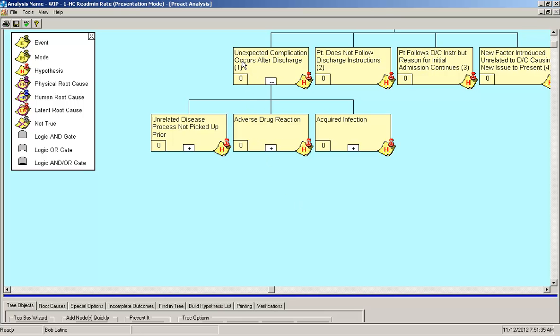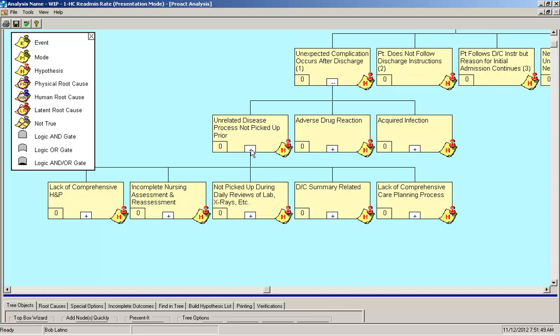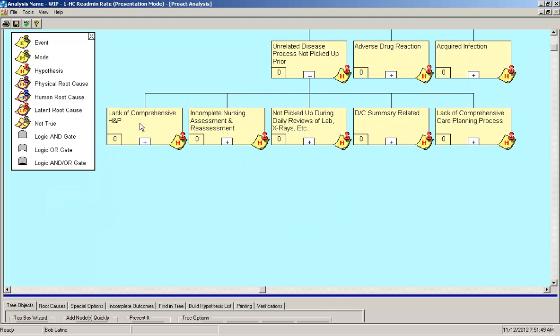Our question becomes, how could we have an unexpected complication occur after discharge? Unrelated disease process not picked up prior, adverse drug reaction, acquired infection. How could we have an unrelated disease process not picked up prior? Possibilities: lack of comprehensive H&P, incomplete nursing assessment and reassessment, not picked up during the daily reviews of the lab, x-rays, etc. It could be discharge summary related. And lastly, we have a lack of comprehensive care planning process.